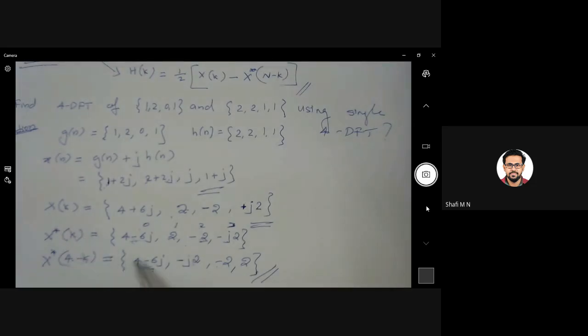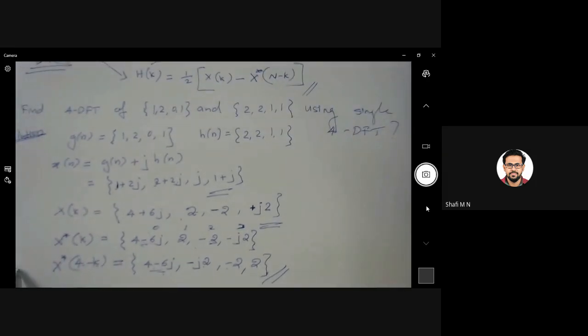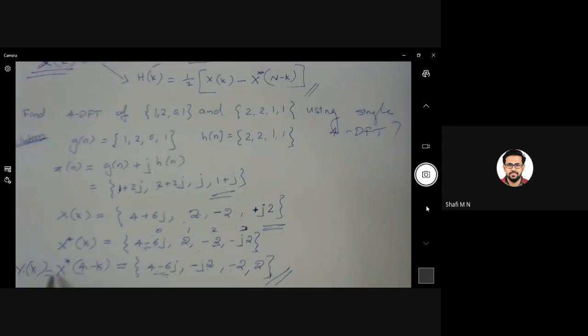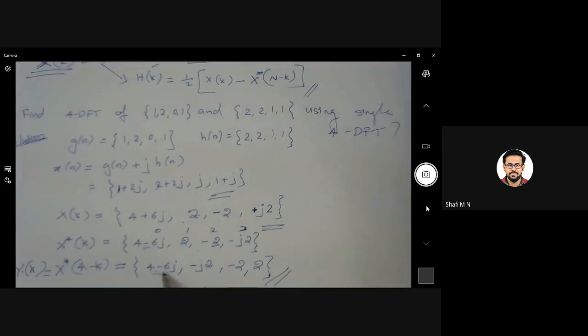Or we can try this mathematically. Say, substitute to get the first element. First index is 0, right? You call it say y of k. We haven't used y before. So this is y of k. How will you calculate y of 0? Substitute k equal to 0. Y of 0 is what? X conjugate of 4. 4 minus 0, that is 4. X conjugate of 4. Look over here. What is x conjugate of 4? After 3, this sequence is periodic. 4 comes, it repeats. That element is 4 minus 6j. That's how I got it.